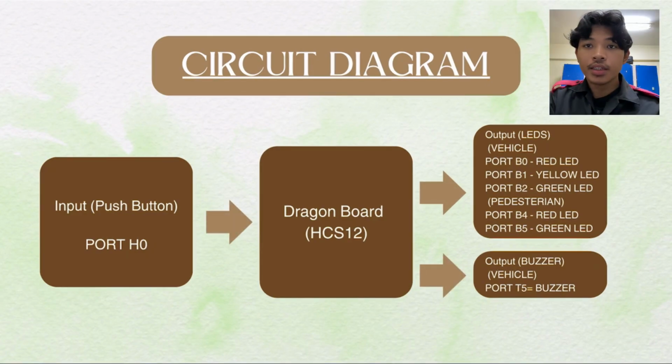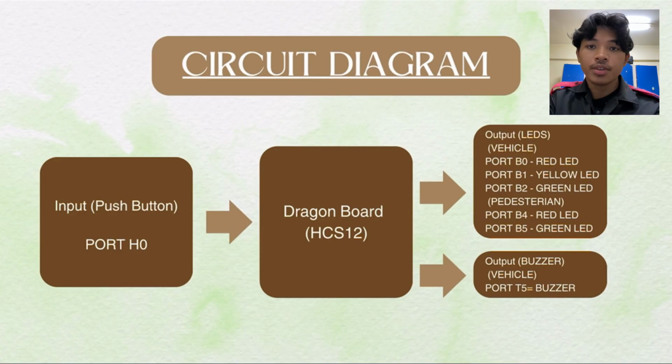Now, let's take a look at the circuit diagram. The system is built around the Dragon board, specifically the HCS12 microcontroller. It receives input from a push button which is connected to port H0. This button is used to trigger the pedestrian crossing sequence. The Dragon board then controls multiple outputs.